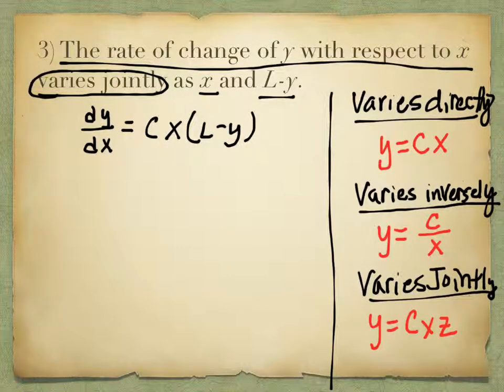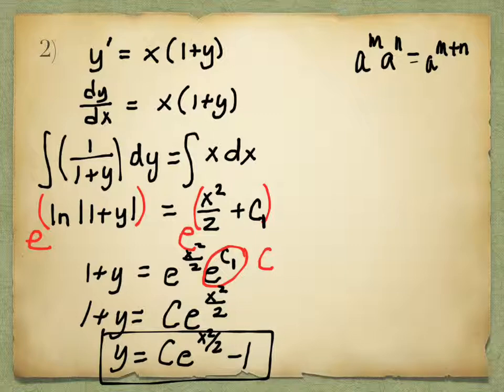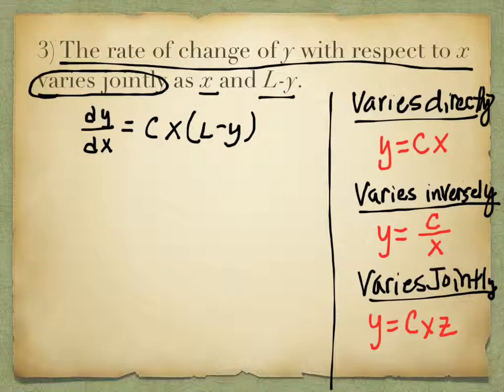All right, so taking a look at this one then, it actually looks a fair bit like the last problem, doesn't it? Look back up on problem number 2. Problem number 2 had that dy dx on the left, and it had x, and it had a 1 plus y. It doesn't have the c in there, but aside from that, this looks a lot like the last problem. Okay, so tell me what we're going to do to solve this problem.